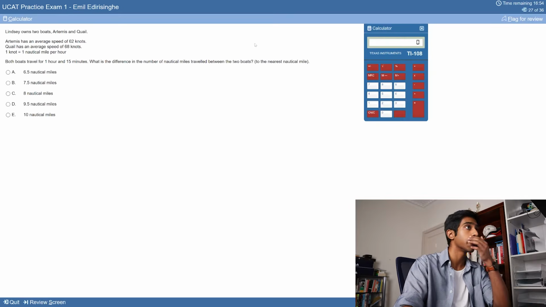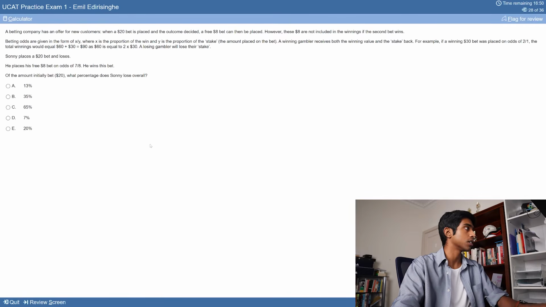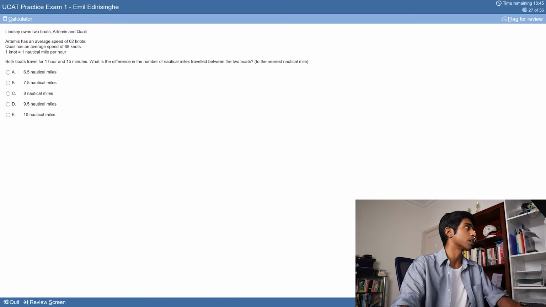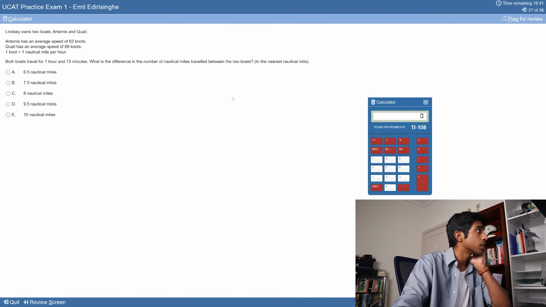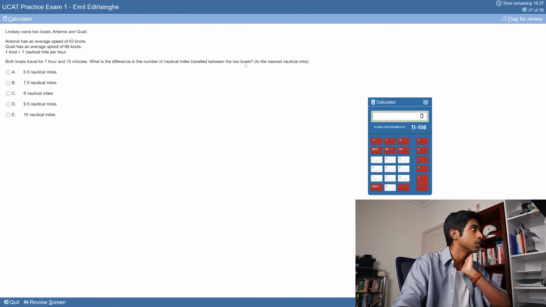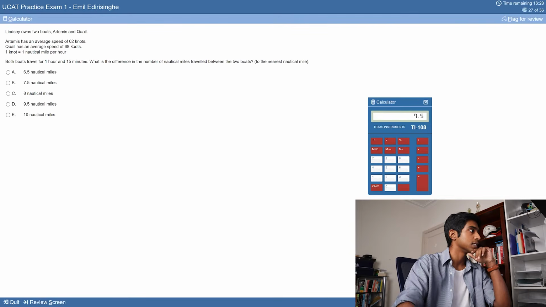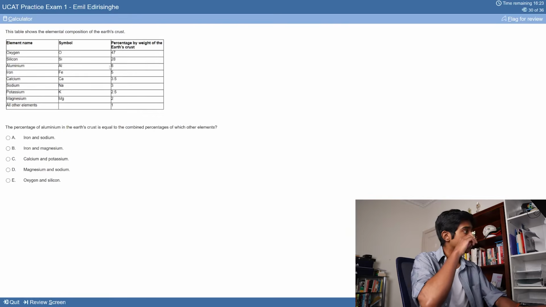Oh, that was standalone. Let's go into boats. Let's just see this. This is standalone. This is also standalone. Alright. This seems alright. Both boats have an average speed, and both travel for 1 hour and 15 minutes. What's the difference in the number of nautical miles traveled? So I can just do 62 minus 68, so 6 times 1.25, because 15 minutes is a quarter of an hour. Is that 7.5 nautical miles? Okay.